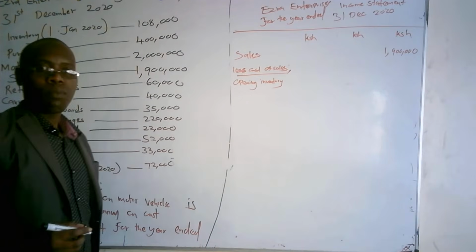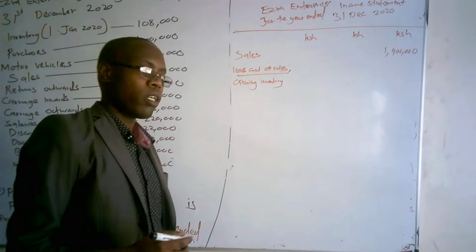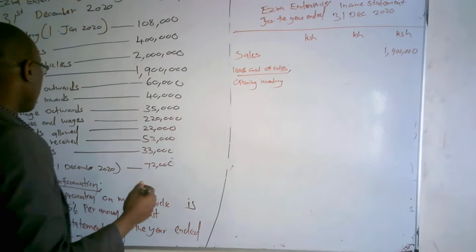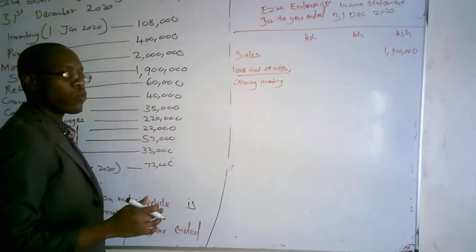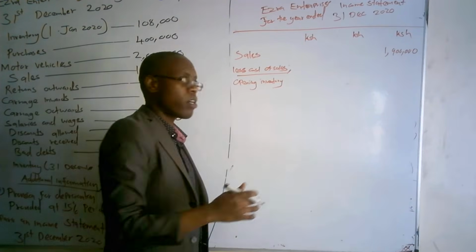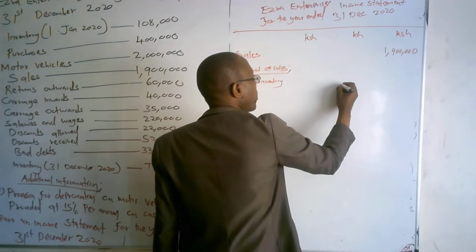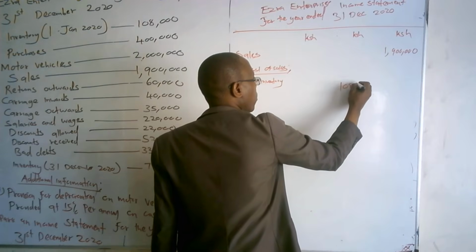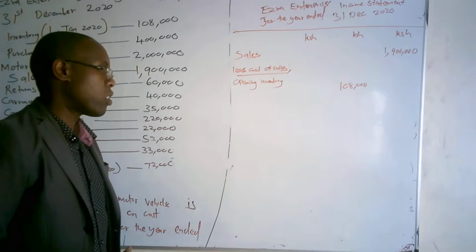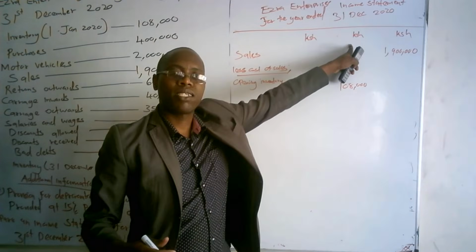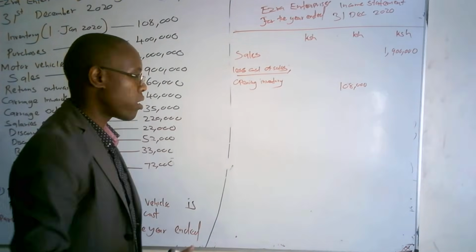And the opening inventory that we have here, you can see from the dates, is 108,000. And that 108,000 is always going to be under the second current sign. So we put the 108,000 under this second current sign.